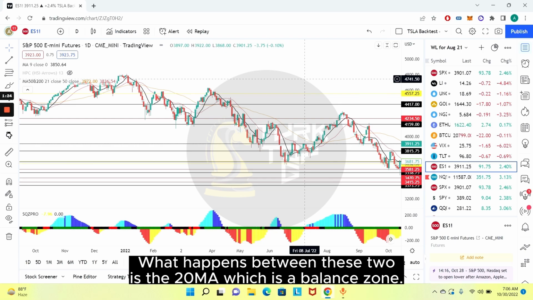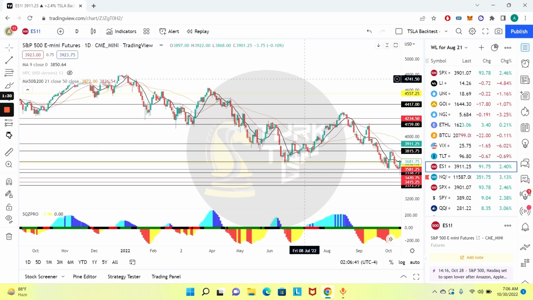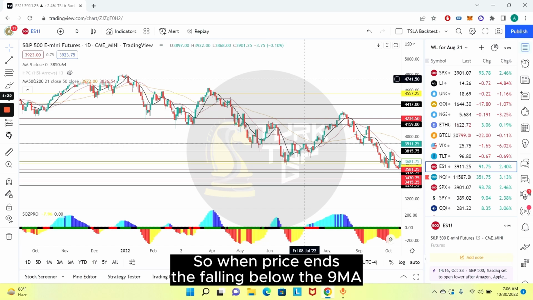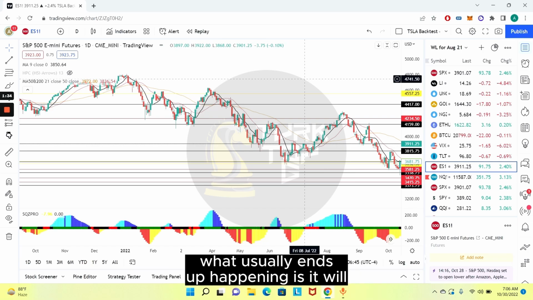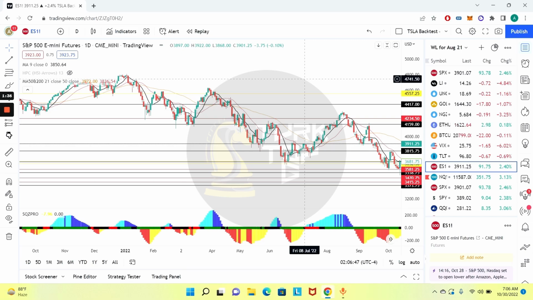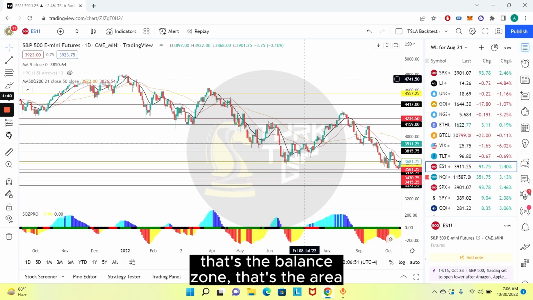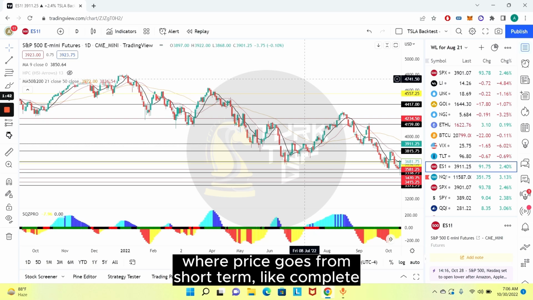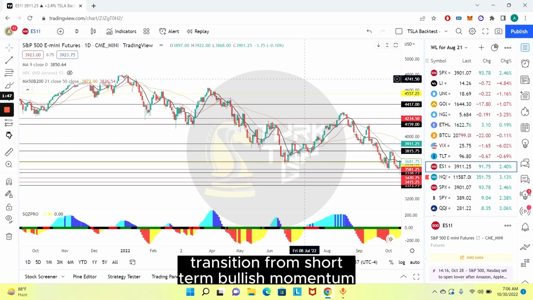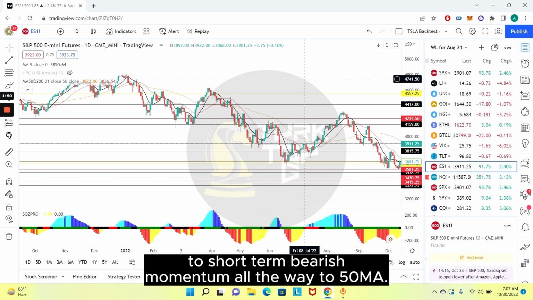What happens between these two is the 21MA, which is a balance zone. So when price ends up falling below the 9MA, what usually ends up happening is it will get some form of reaction from the 21MA, because that's the balance zone. That's the area of the complete transition from short-term bullish momentum to short-term bearish momentum all the way to the 50MA.